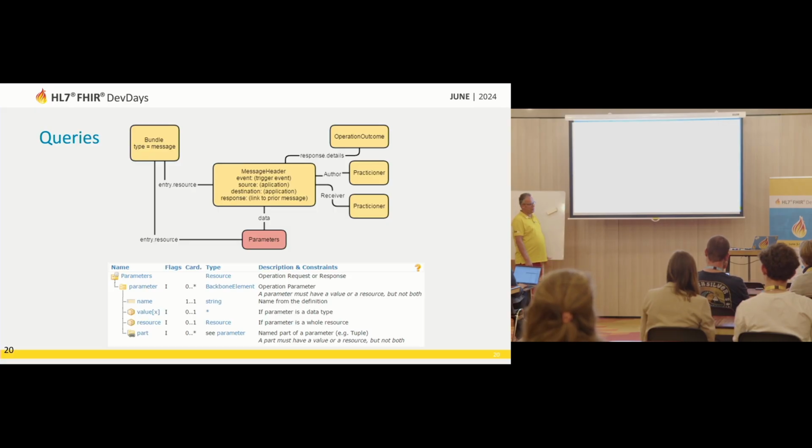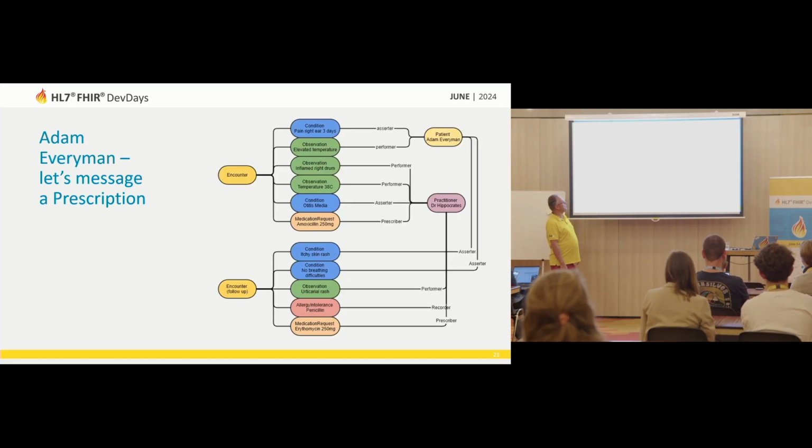Now, queries in FHIR, how do you do queries in FHIR? With a message. We all know how to do the RESTful queries, but you can actually have those same parameters, put them in a parameters resource, and then put a message wrapper around it, and you can actually send message queries as well. And the response will obviously be queries again.